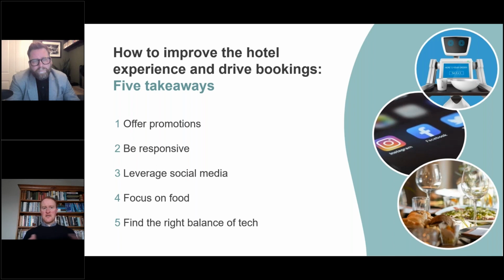So I'm going to bring Stewart in a second, and we're going to sum up across five areas how we think the hotel experience can be improved and how operators can drive bookings.